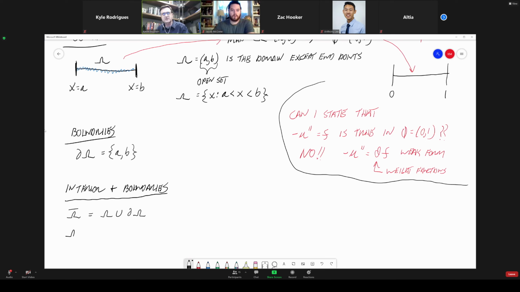Then we would write omega bar is equal to [A, B]. The point of this is you can see this in different forms. You can see omega is equal to parentheses A comma B. This is in between the endpoints.